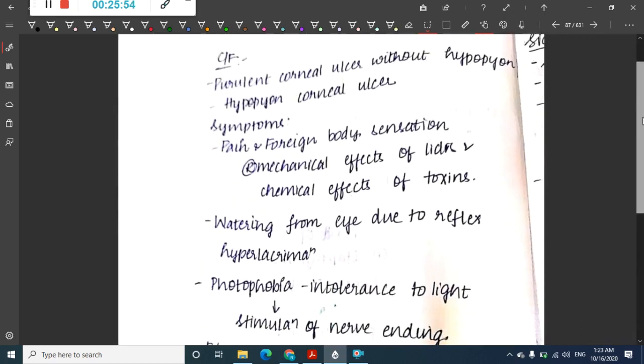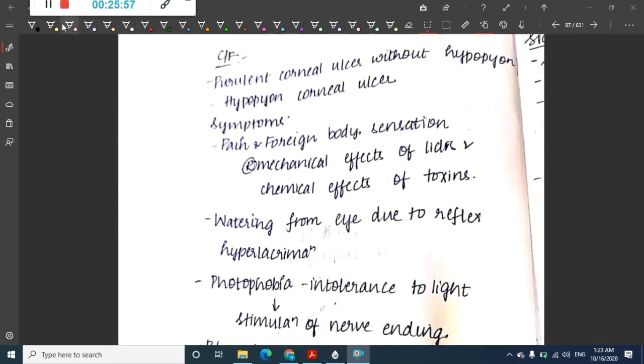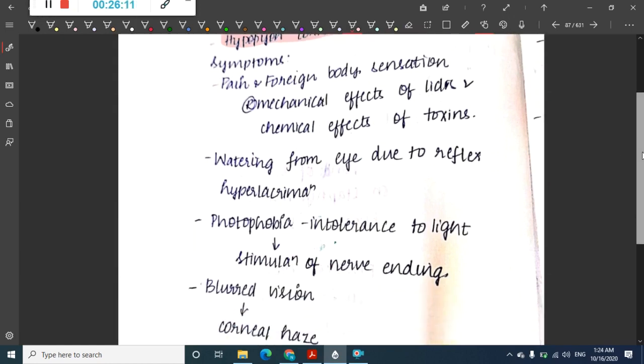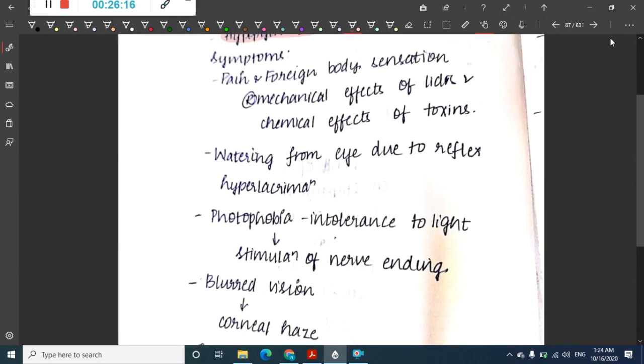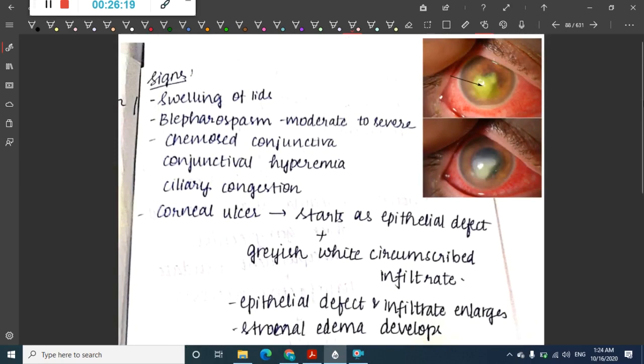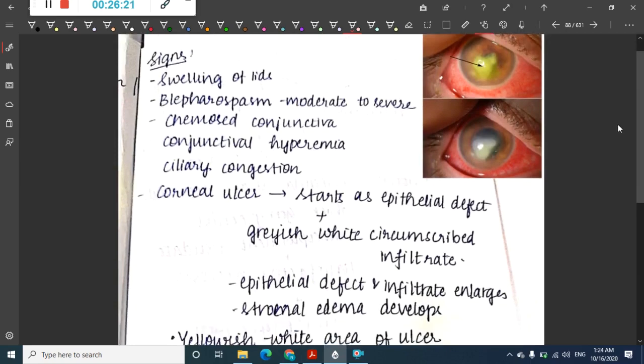Then what are the clinical features? Number 1, there will be purulent corneal ulcer, and here there can be hypopyon corneal ulcer also. Symptoms like foreign body sensation, watering from eyes, photophobia, blurred vision, redness of eyes, all these normal symptoms will be there. And here you see swelling of eyelids, blepharospasm can occur. You can see here the chemosis, conjunctival hyperemia. There will be circumciliary congestion also.